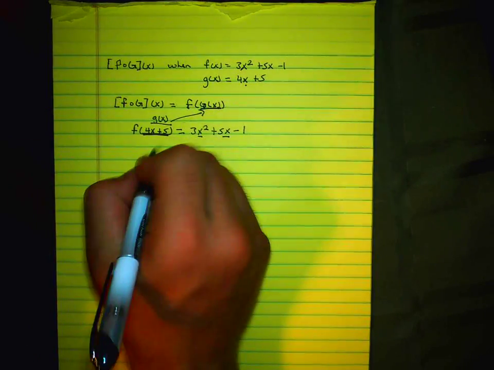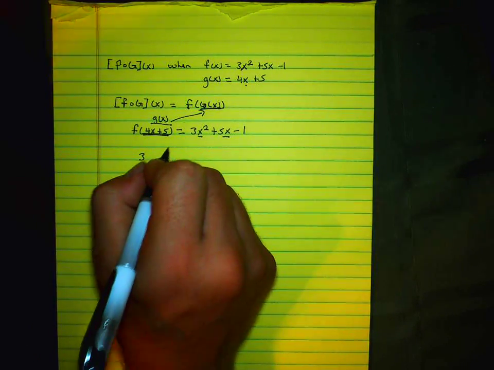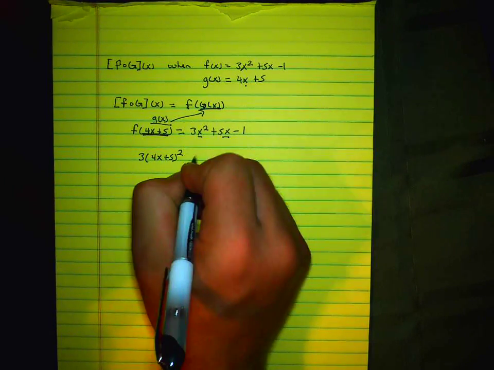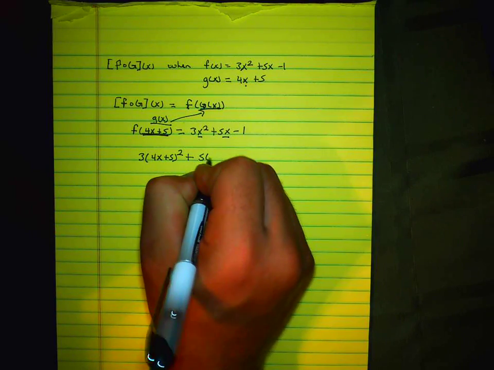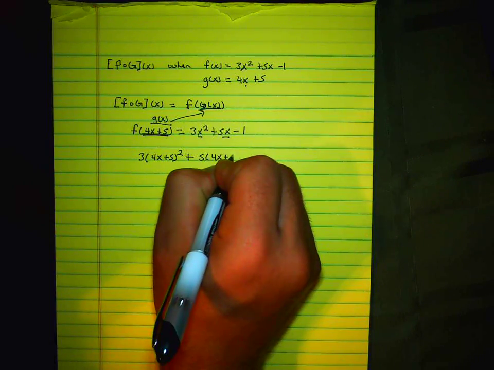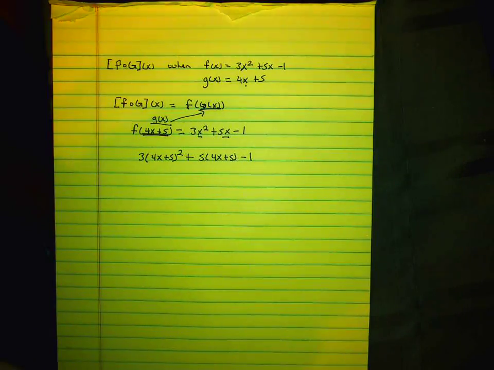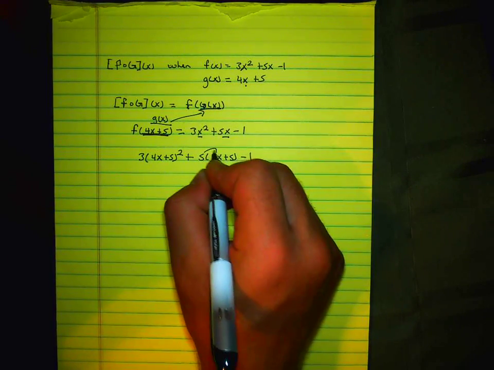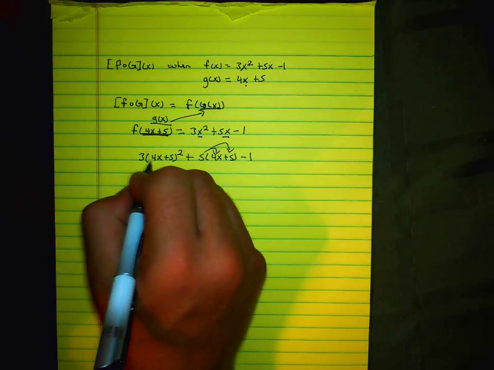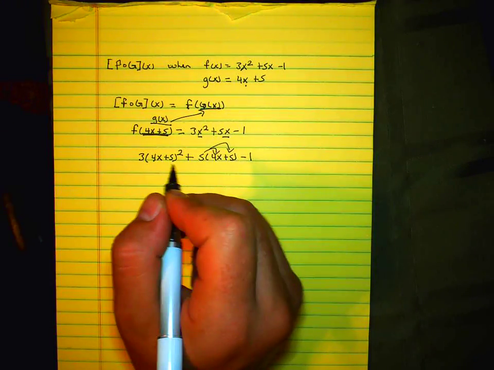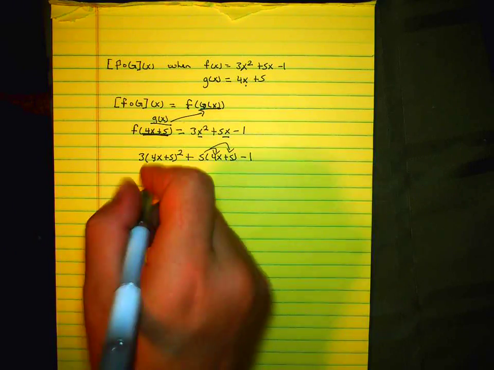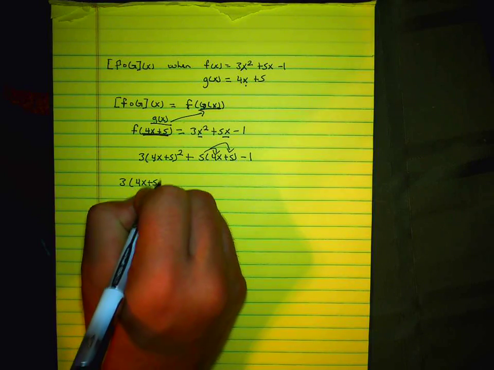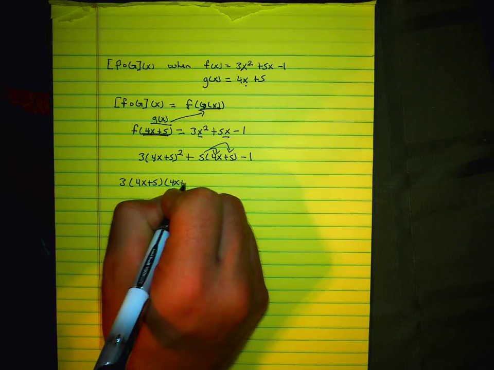So when I write this out, I'm going to start by saying 3, open parentheses, 4x plus 5, entire thing squared, plus 5 times 4x plus 5, and then minus 1 to finish it off. Now I've got to solve each one of these. I'm going to wind up, for my second problem, distributing here. And here I'm going to have to set up so that I can FOIL out. So I'm going to start by rewriting this one: 3, open parentheses, 4x plus 5 times 4x plus 5, close.